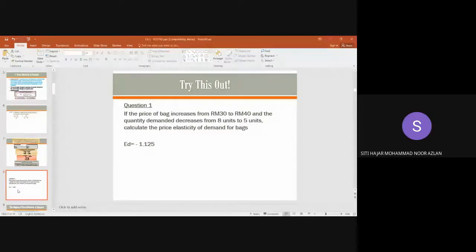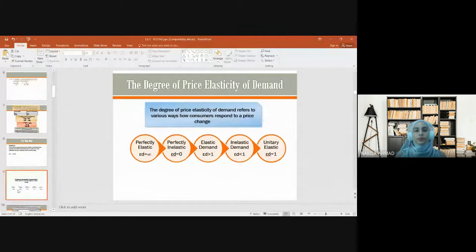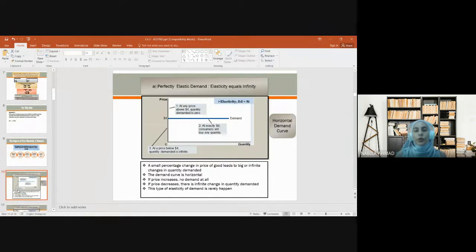Boleh. Okay, now we continue to the degree of price elasticity of demand. Okay, so degree of price elasticity of demand, dia explain the sensitivity atau the degree of responsiveness tu lah. Ya, adakah terlalu sensitif, adakah tidak sensitif, ya. So kita ada 5 degree. Ya, we have perfectly elastic, perfectly inelastic, elastic demand, inelastic demand and unitary elastic demand. So kita go one by one.